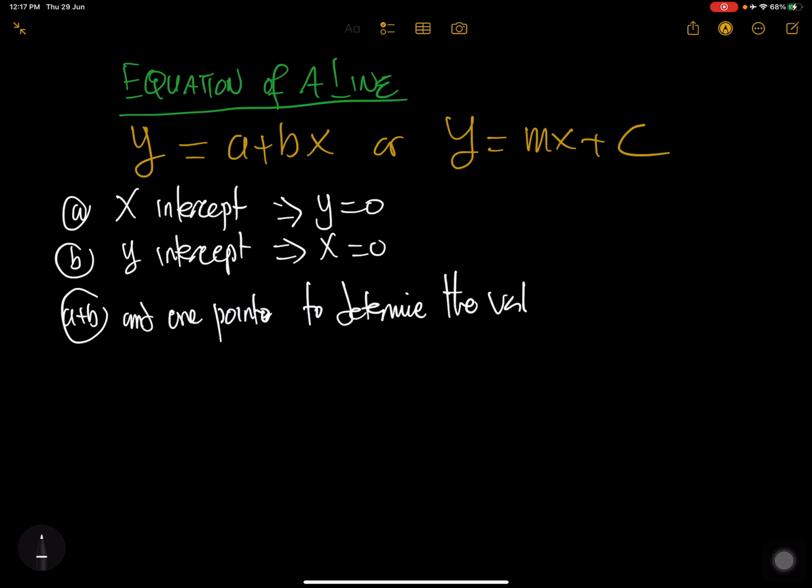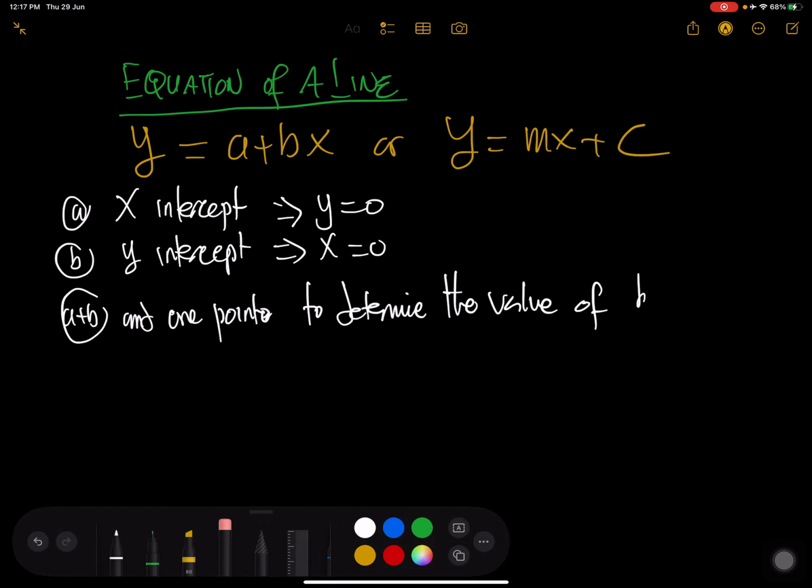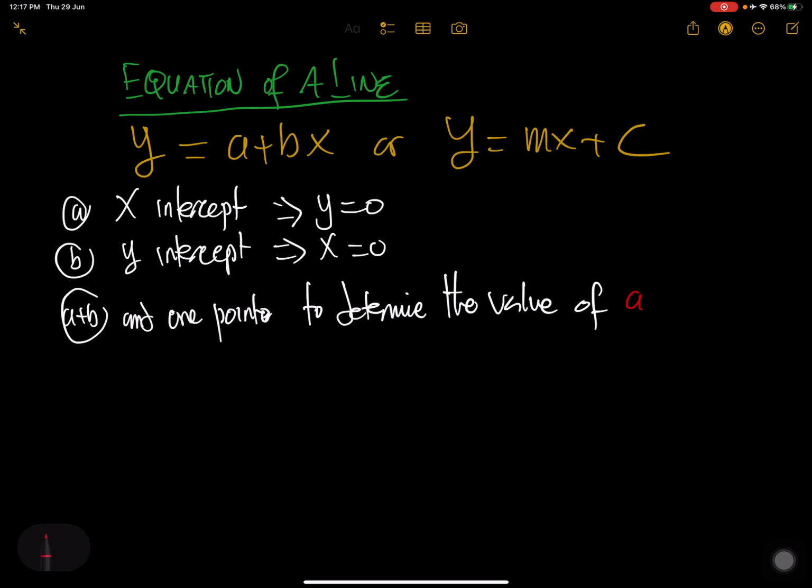the value of the constant, the value of a or c, this one. So that'll be the test step. And then finally we plug it in.